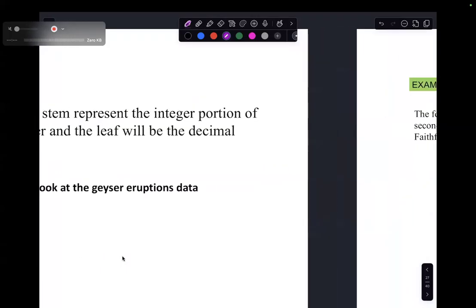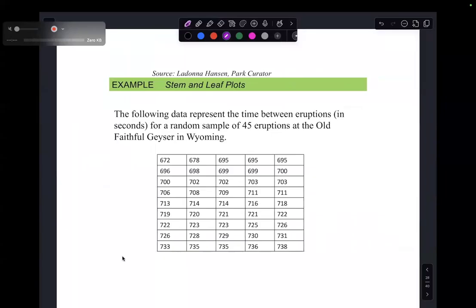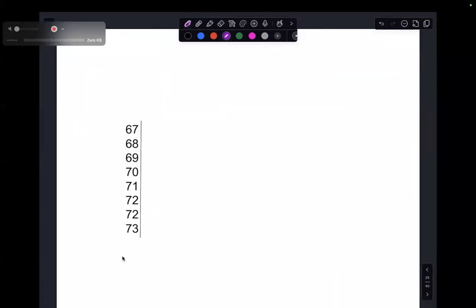Okay. All right. Here's the geyser data. I put it all in order, smallest to largest, because it's going to help me organize it a little bit better. A lot of times we just have raw data, and I'm going to show you what that looks like when we throw together a stem and leaf plot. Okay, here's my stem. My stem has the first two digits. So the 670, 680, 690, etc.